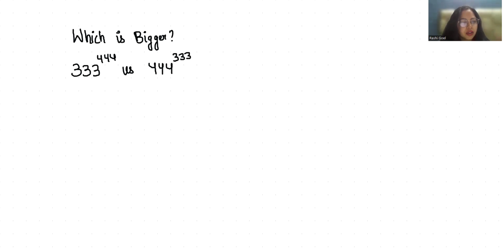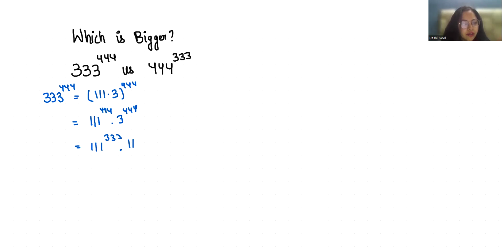So first I'm taking this 333 power 444, which I can write as 111 times 3 whole power 444, or according to the exponent rule I can write this as 111 power 444 times 3 power 444, and this I will also write as 111 power 333 times 111 power 111 times 3 power 444.